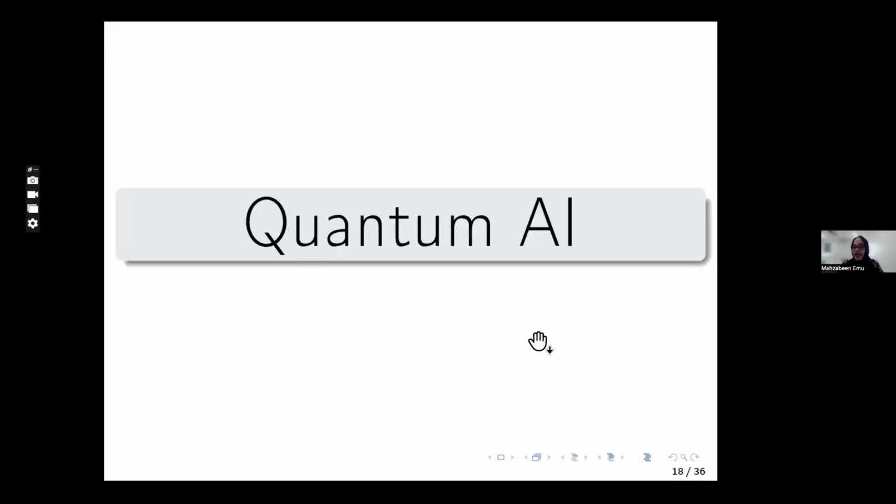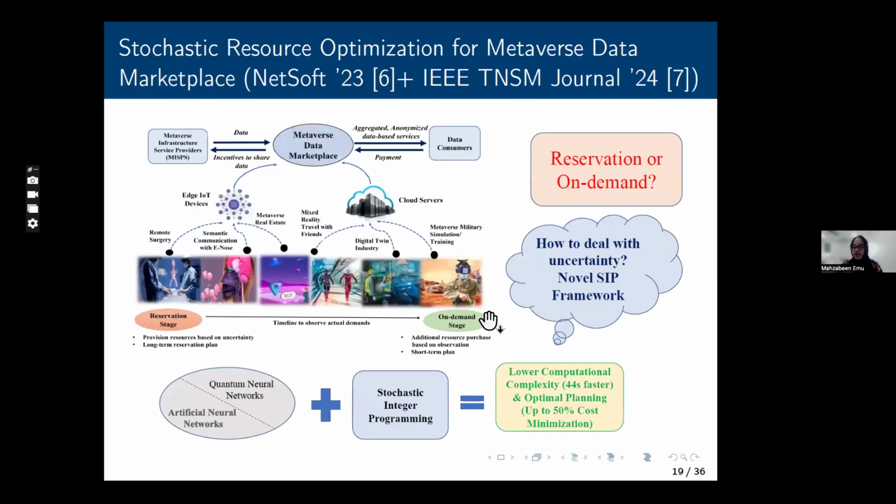Okay. And in the next part of my talk, I have tried to solve different kinds of optimization problems where we adopt the strengths of quantum AI techniques. So the first project was this one. It is basically the framework of metaverse data marketplace trading.